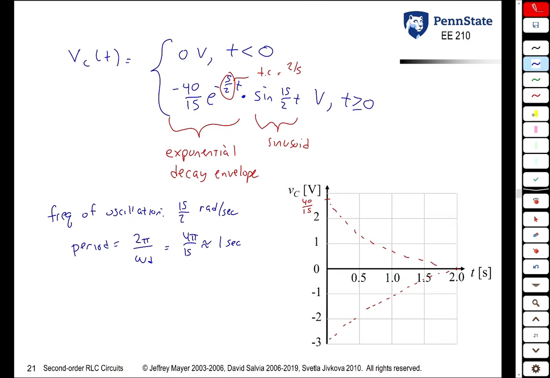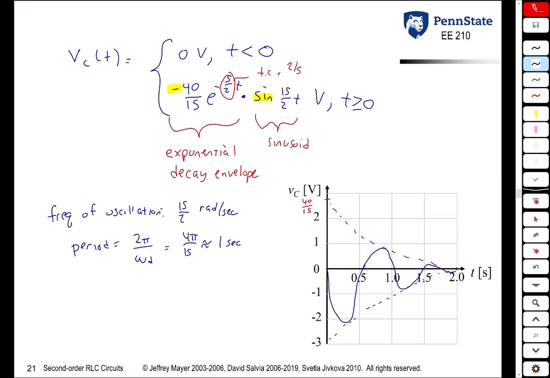The last thing we see is that because of this minus sign, it's going to start at 0, and it's going to become negative before it becomes positive. So it's going to become negative with a period of about 1 second. So it's going to go negative till it hits that envelope, goes positive, then it hits that envelope. It's going to look something like that.